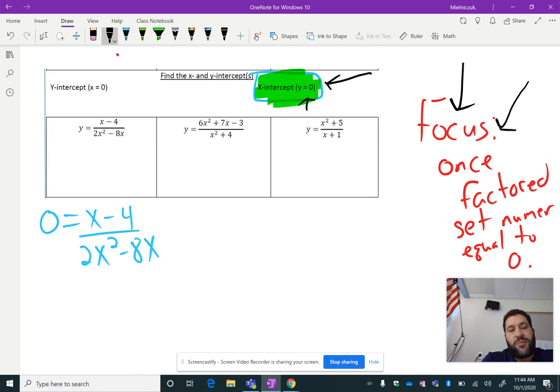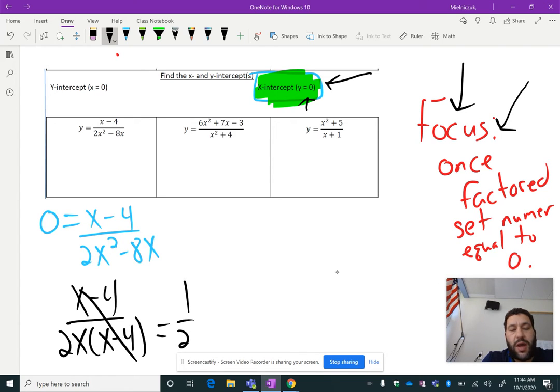We say 0 equals (x minus 4) over (2x squared minus 8x). We factor it. We cancel what we can, and we're left with 1 over 2x. Here is where we set the numerator to 0. In this situation, we know 1 doesn't equal 0, so this one does not have an x-intercept.